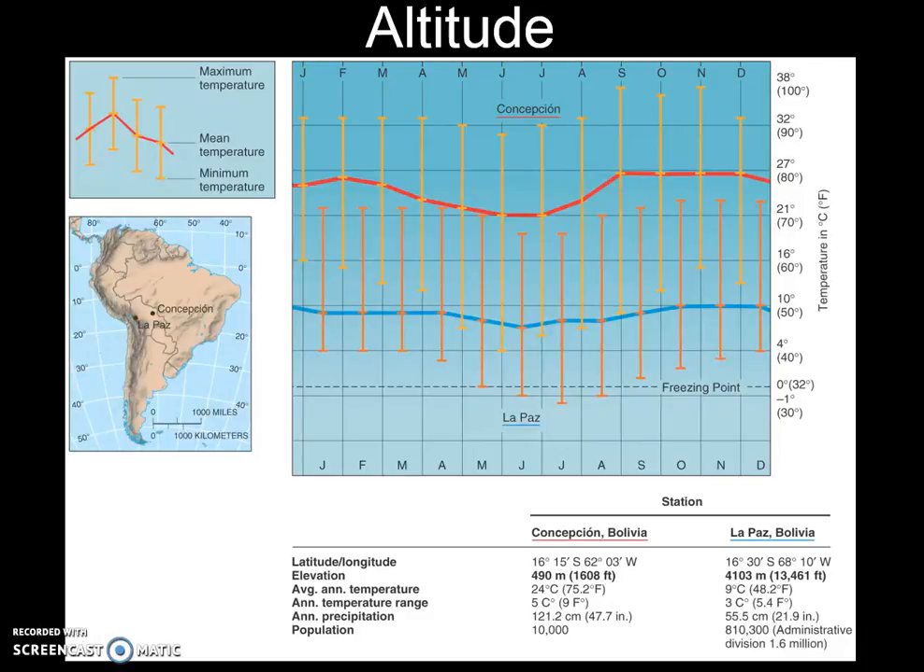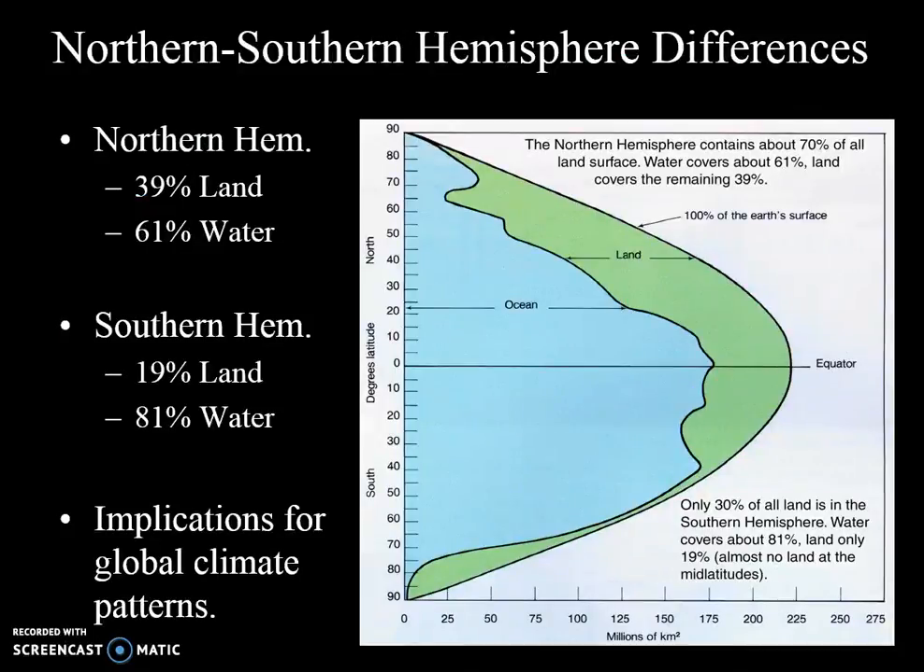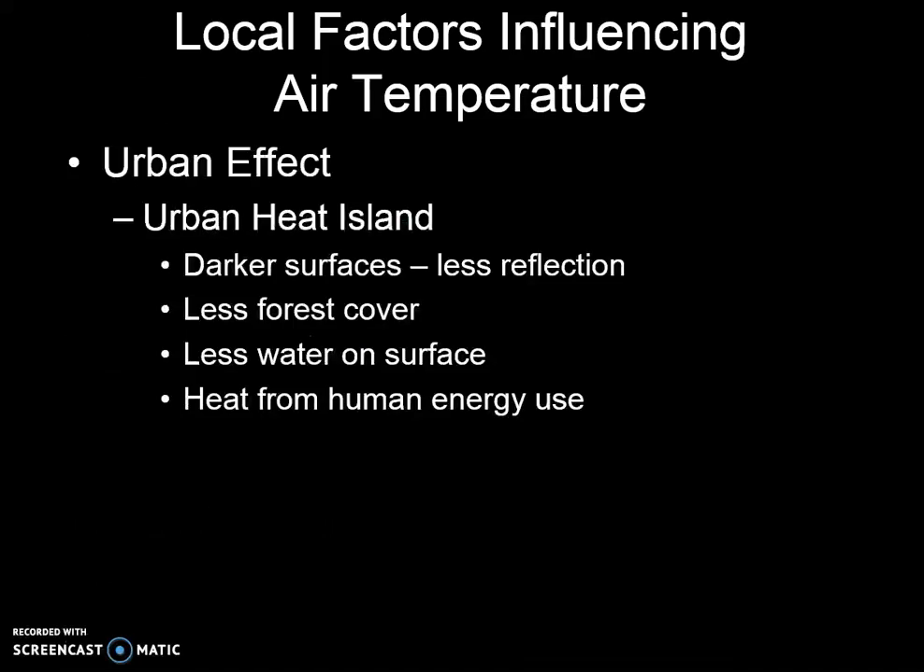And then when moving back to altitude, we can also see that altitude has a huge influence on temperature, going back to our Concepcion, Bolivia, and La Paz, Bolivia example. We've already looked at this, but we can see that the northern hemisphere difference is in the amount of continental land versus ocean. The northern hemisphere has 39% land and 61% water, and the southern hemisphere has 19% land and 81% water. This is going to have a huge impact when we start talking about global circulation, because, as we just discussed, land has different thermal properties than water, all going back to specific heat.